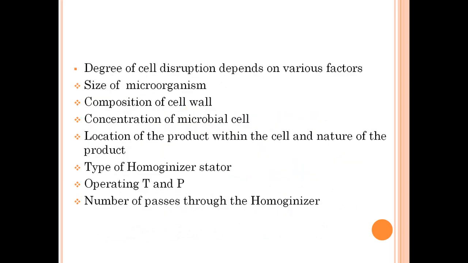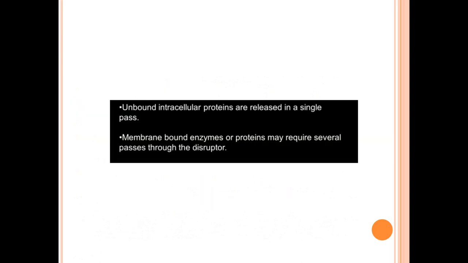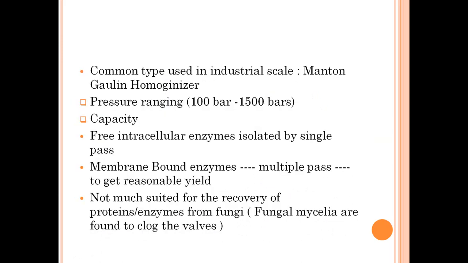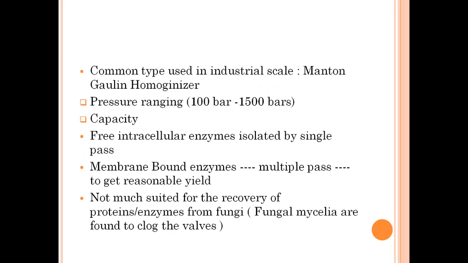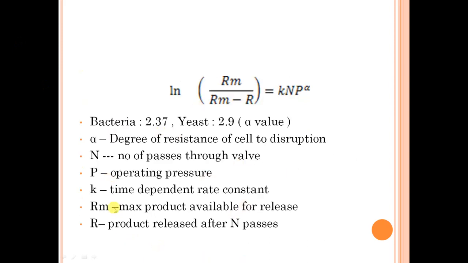So cell disruption of fungus is not done with Manton Gaulin homogenizer, but cell disruption of bacterial cells, plant cells, animal cells, all of those can be done with Manton Gaulin homogenizer. So coming to the details of this equipment, you have to remember this equation: ln Rm by (Rm minus R) is equal to KnP per alpha.